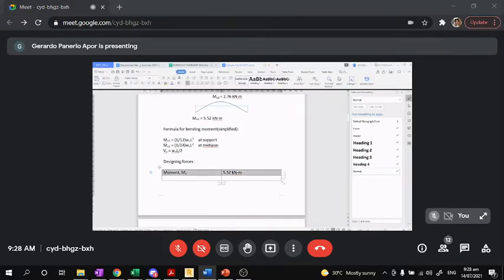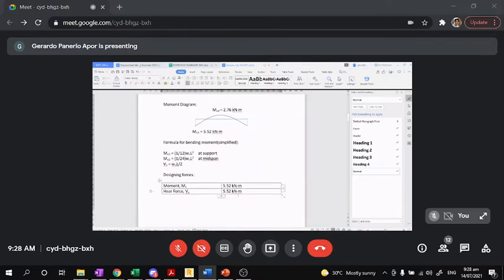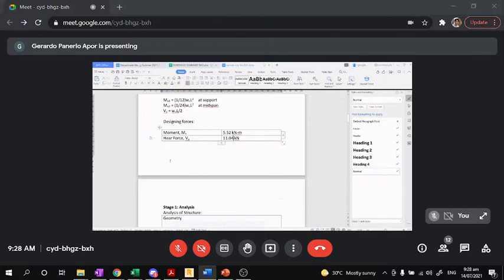Now for the shear, the shear force is 11.04 kilonewton. Yep. So that's the name. So you start the design. This is number one, design forces. That's what you're going to determine.